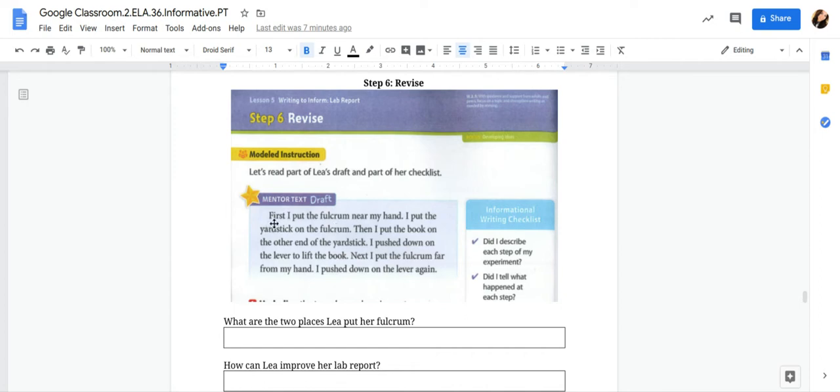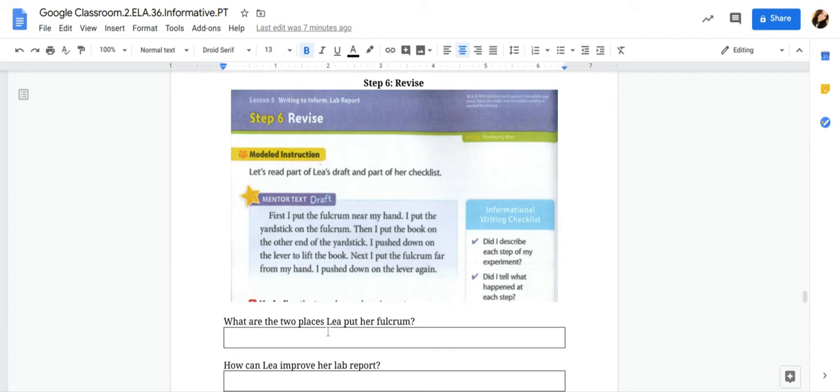Let's see. First, then, next. Did I tell what happened at each step? First, I put, then I put, next I put. Notice the transition words: first, next, then. She gave a list of what she did. You're going to do that.